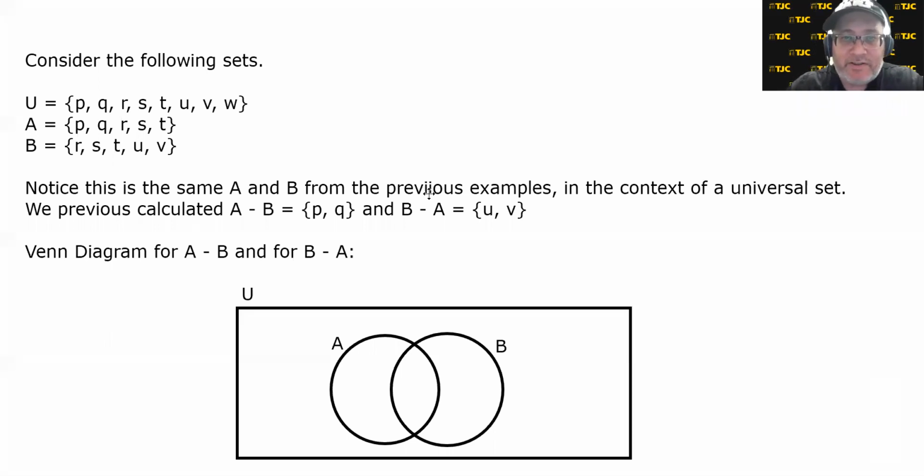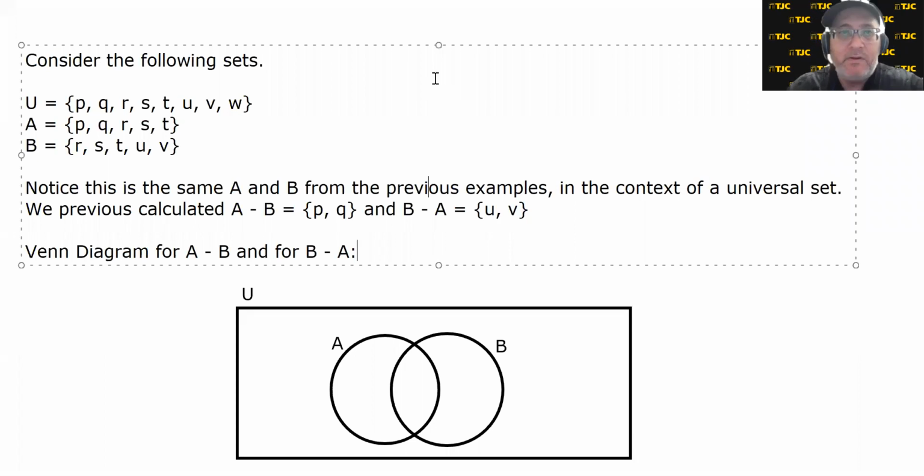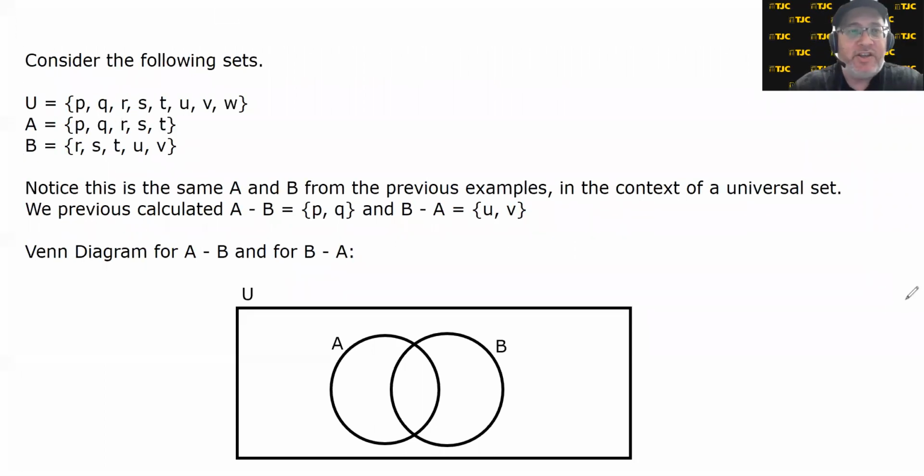First off, I need to fix this typo. All right. Just like union and intersection, I want to look at this from a Venn diagram perspective. And since we haven't gotten to 3 circle Venn diagrams yet, we're only going to look at 2 sets, A and B. Now, you may notice that these are the same 2 sets that we had in the previous examples. Set A contains the letters P, Q, R, S, and T, and set B contains the letters R, S, T, U, and V.